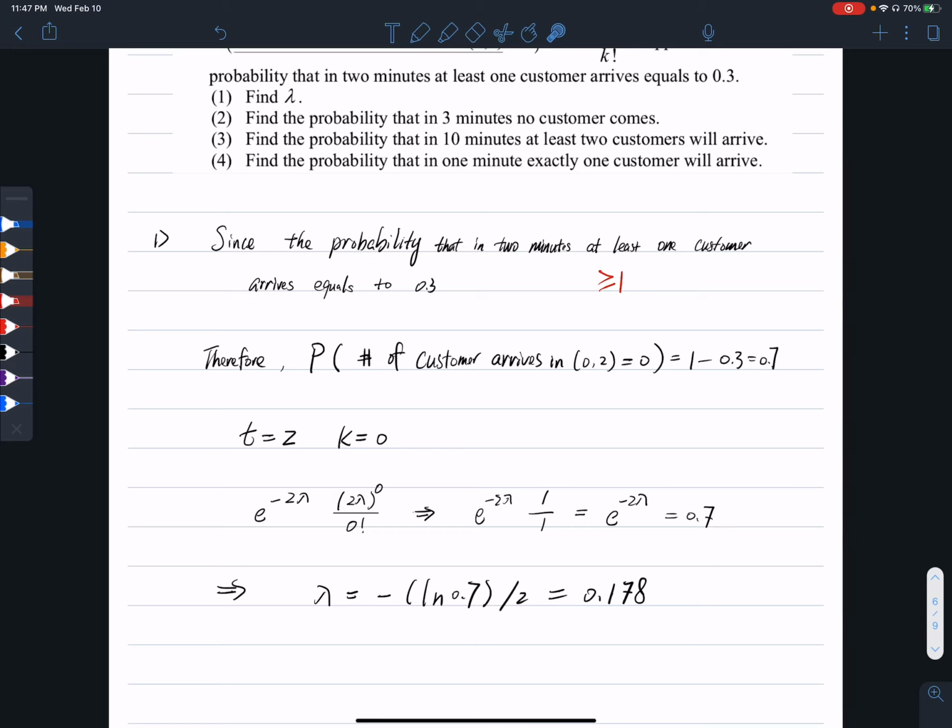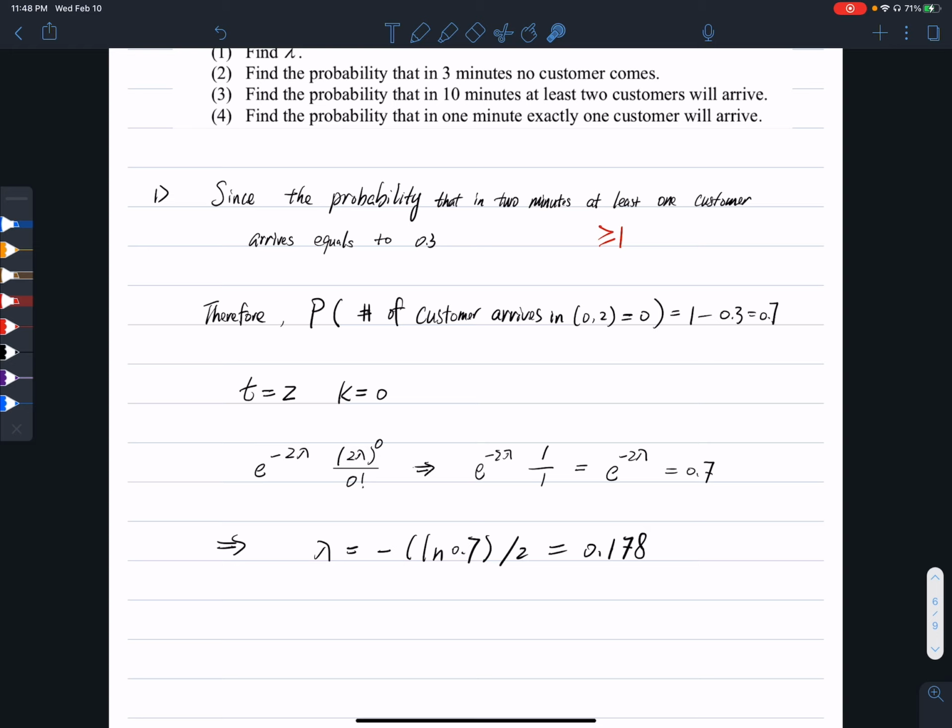So here, the t is 2, and the k, the customer number, is 0, and we just plug in the formula. So basically, e to the power negative 2 lambda times 2 lambda to the power 0 over 0 factorial, which gives us e to the power negative 2 lambda equal to 0.7. So basically, after calculation, lambda equals 0.178.